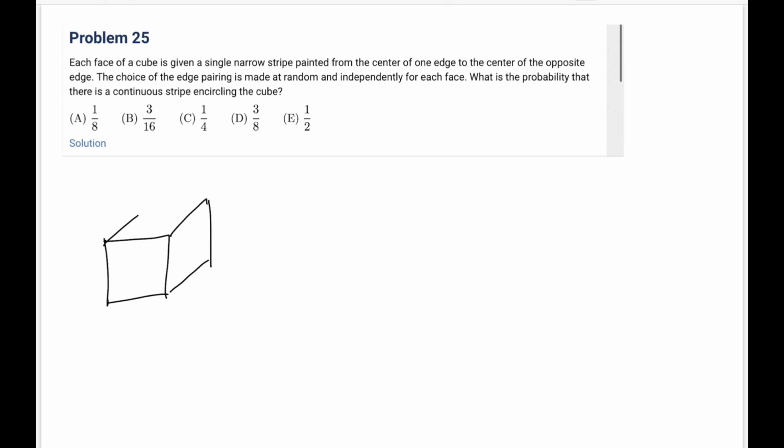like this. And then, what it's saying is that for every face, it can have two choices, right? So it can either be like this, or the line can be like this. So there are two choices for every face. So this would be 2 to the 6th power, right? So the total number of possibilities is 2 to the 6th power.